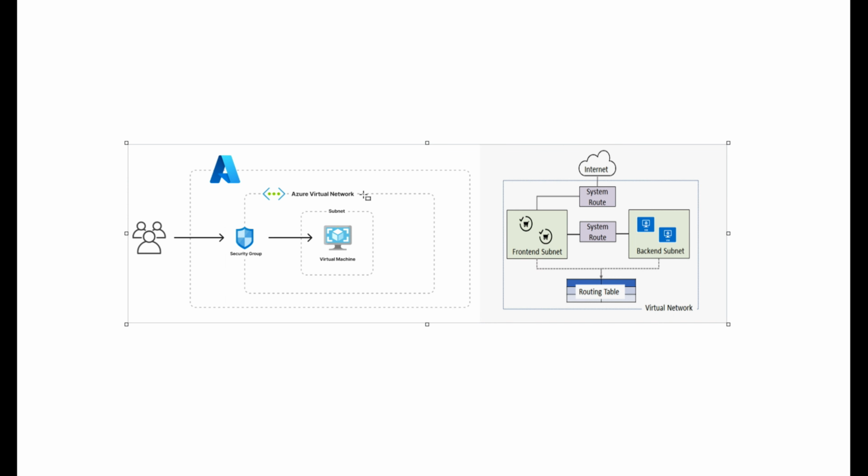we know what a virtual network is, an Azure virtual network. We know what a subnet is, what a security group is. I showed you the system route, which is the default route for each subnet, plus we created a custom route table and added a route there. So that's the basic concept of networking.